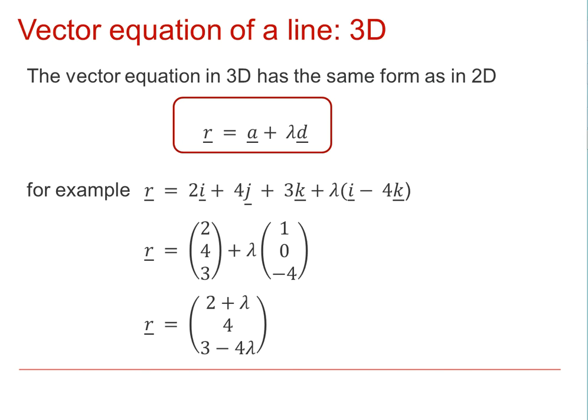For example, r equals 2i plus 4j plus 3k plus lambda (i minus 4k) can also be written as (2, 4, 3), or a, plus lambda (1, 0, minus 4), or d. This can be amalgamated to give r equals (2 plus lambda, 4, 3 minus 4 lambda).